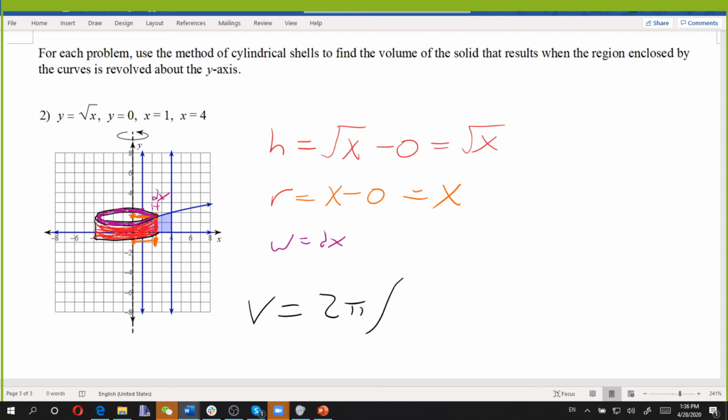Okay, 2 pi integral from 1 to 4, root x times dx. Okay, root x times dx.